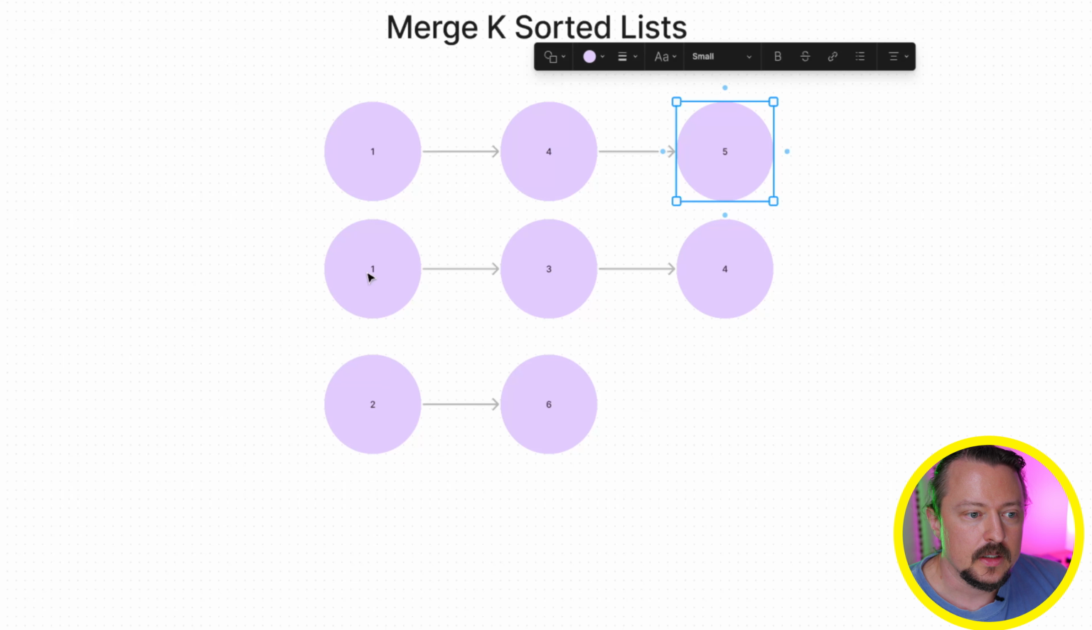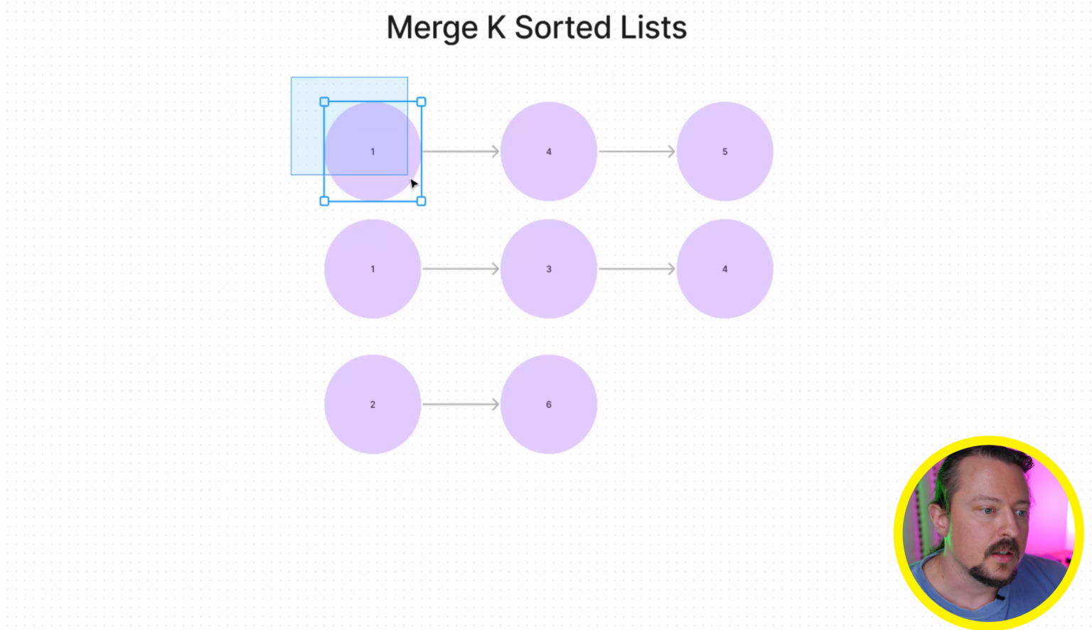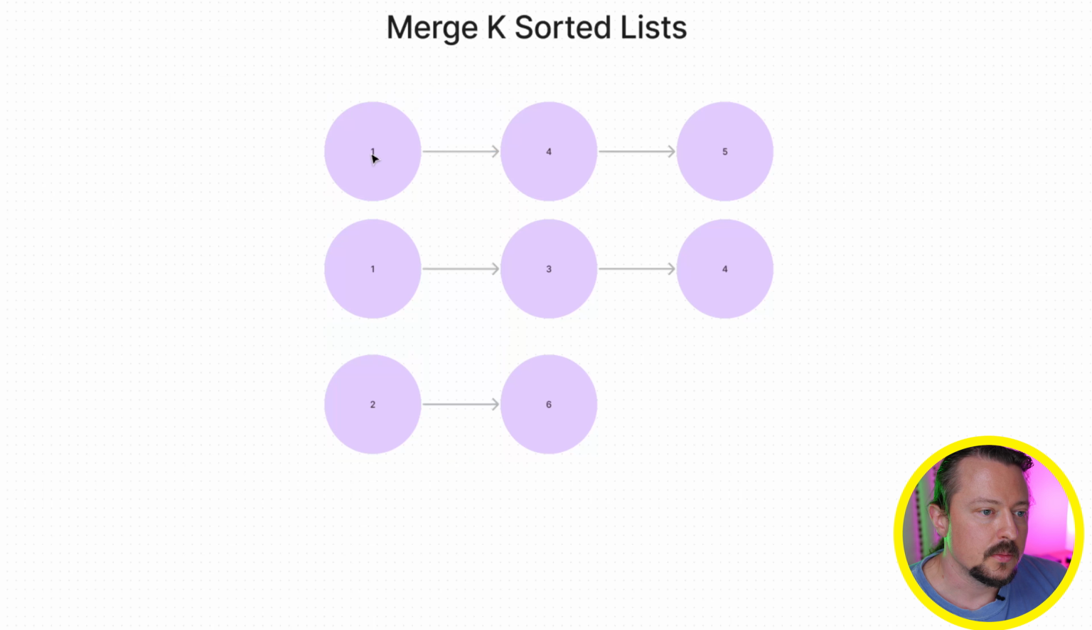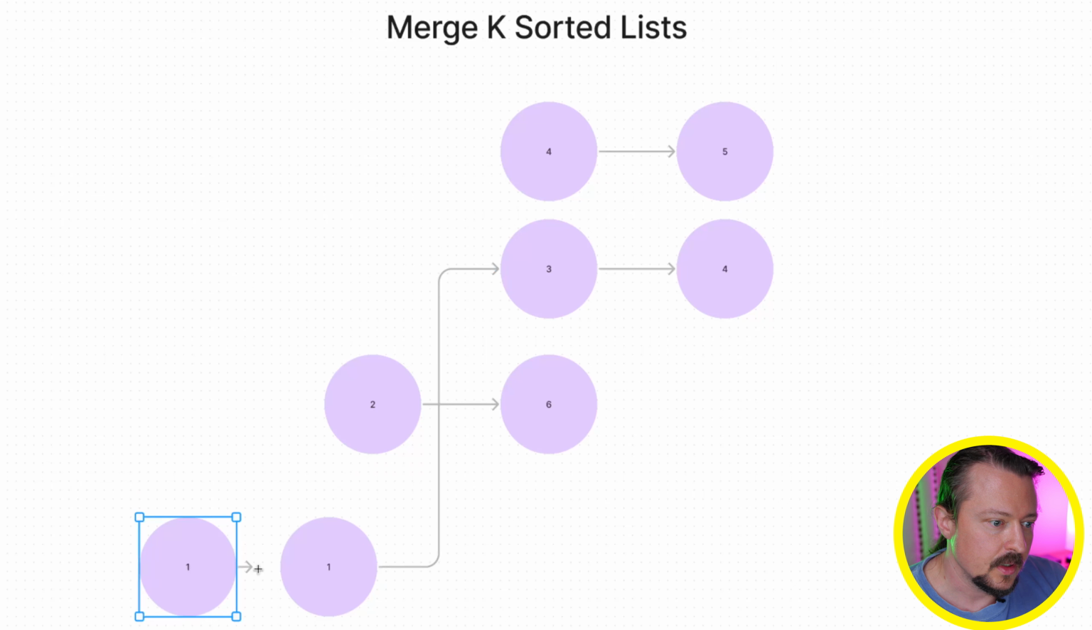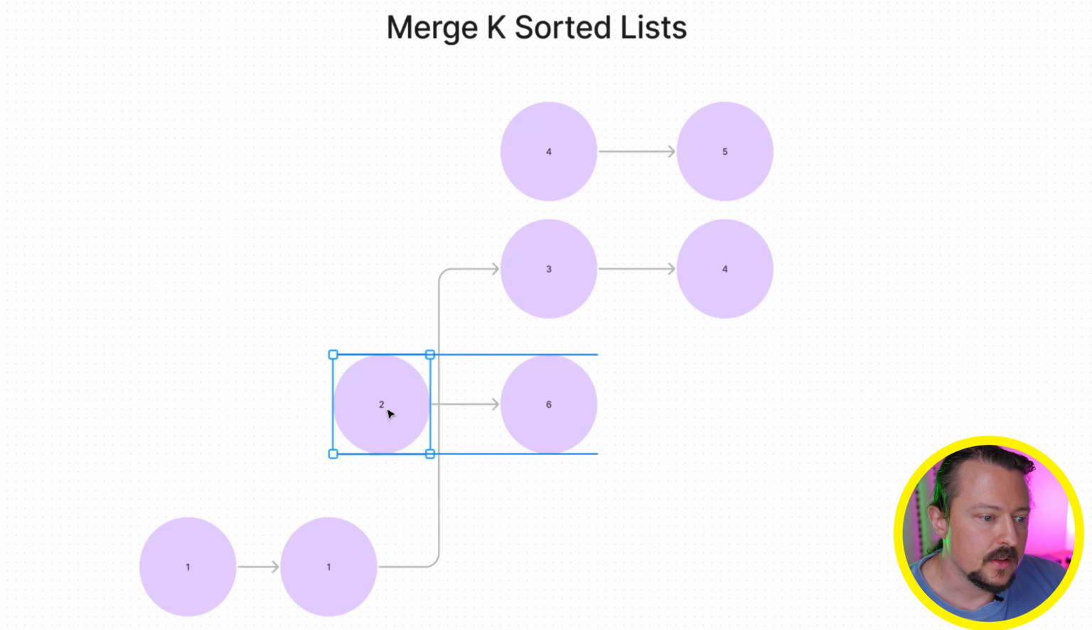1, 4, 5, 1, 3, 4, 2, 6. The goal is to always take the smallest head element out of these lists. So if you were to merge these, we'd always pick the 1, and then the next smallest head element would be this one. These would be connected in a new list. All right, so then we have 4, 3, 2. Next smallest is the 2.